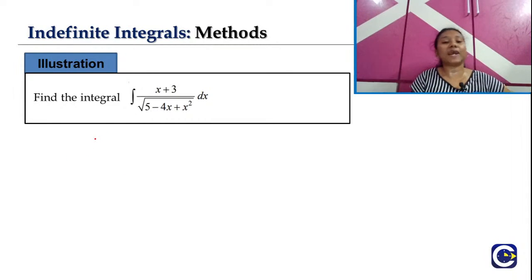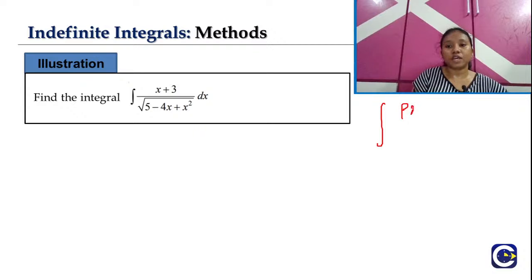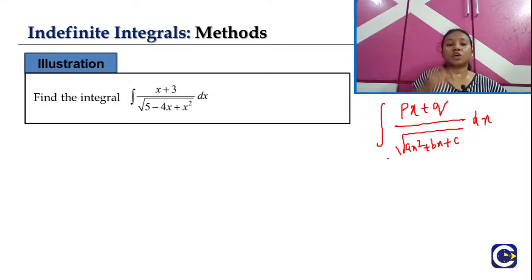First we have to identify which type it is. As it's a square root, we are sure that it's the irrational function. Then we have to check whether it is in the format of integration of px plus q under root ax square plus bx plus c dx. So it is in the format of type 2 irrational function. Just now we have discussed how to simplify this type 2 irrational function and find the integral of it. So just quickly do it guys.